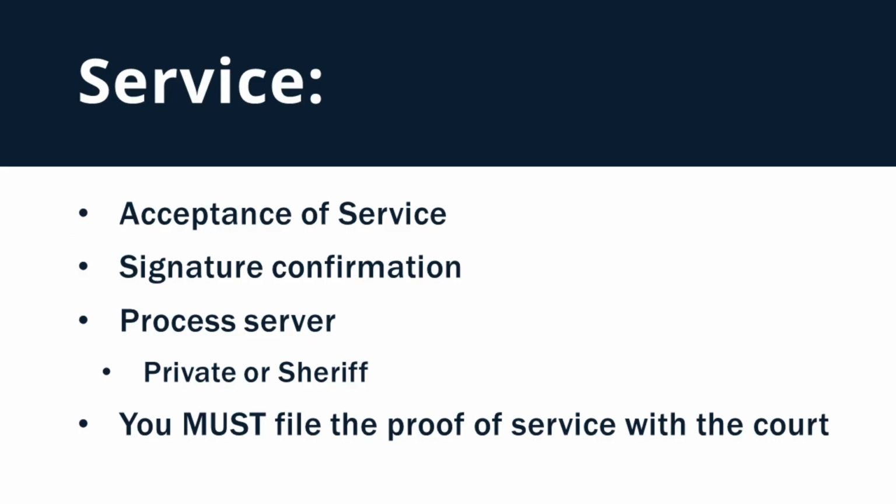Signature confirmation is the next cheapest method. You can use the United States Postal Service or a national delivery service like UPS or FedEx, but it must be sent with restricted delivery and with signature confirmation. This means you need to get the signature card back so you can attach it to a form that gets filed with the court. You must take the signature card and file it with the form called Affidavit of Service by Signature Confirmation.